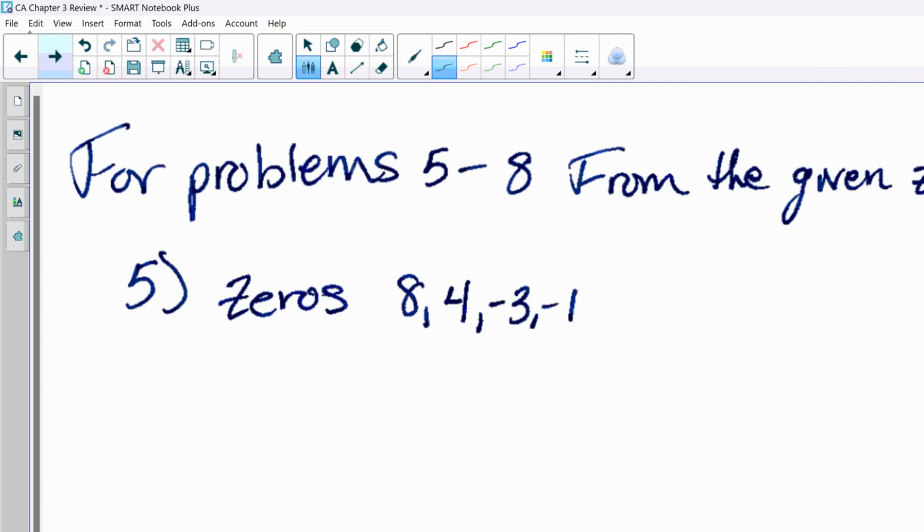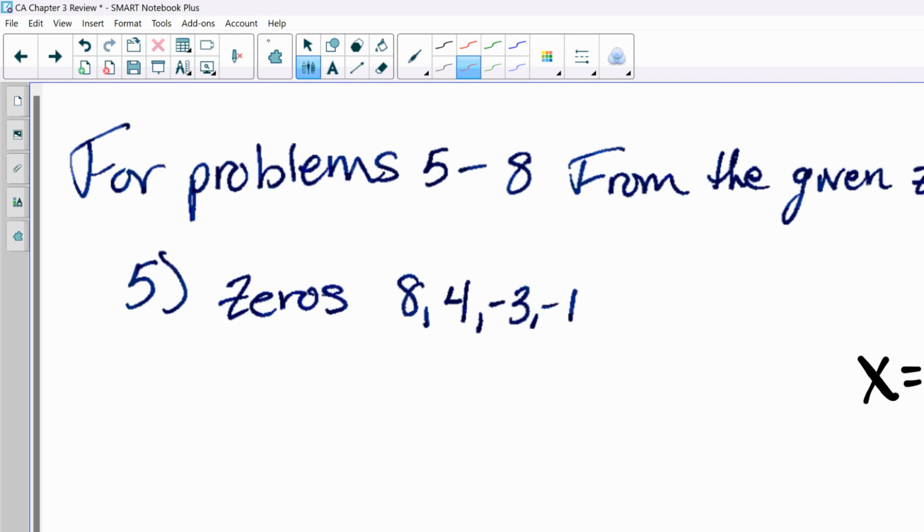5 through 8, from the given zeros, find the polynomial function. So really this is setting each one of these equal to 0 and then multiplying them together. So we can look at number 6. Number 6 is saying that x is equal to negative 2i, x is equal to the square root of 3, and x is equal to negative 2.